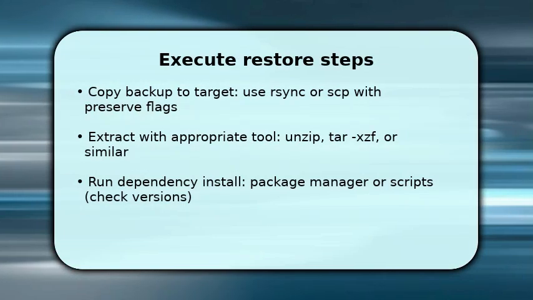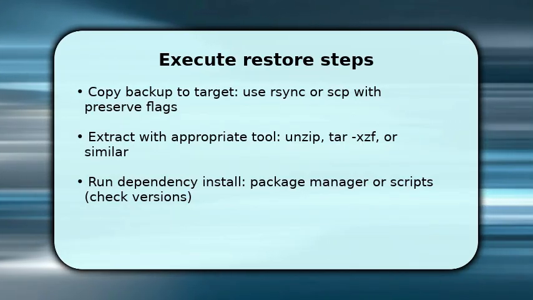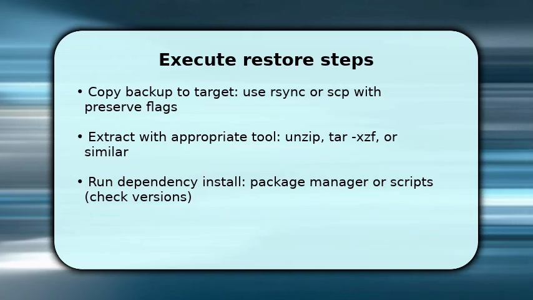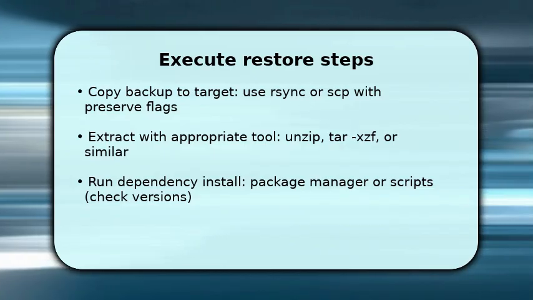You now perform the core restore operations. First, copy Vikas Pal to the target using rsync or SCP with preserve flags to keep ownership and timestamps. This minimizes post-restore fixes. Once copied, extract with the correct tool, tar xzf for tar.gz or unzip for zip, so file permissions remain as intended.